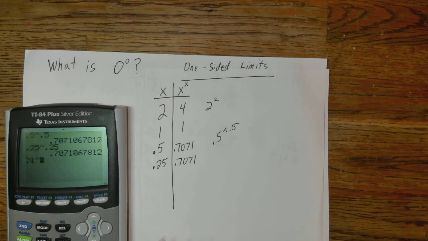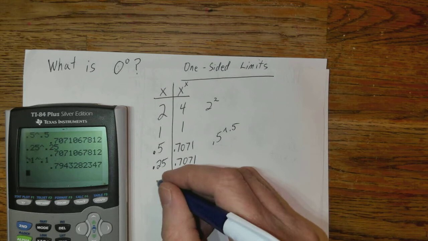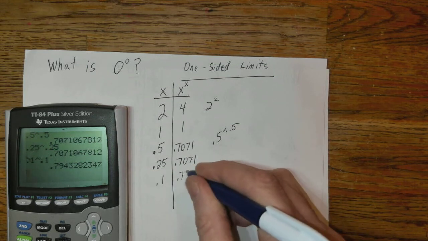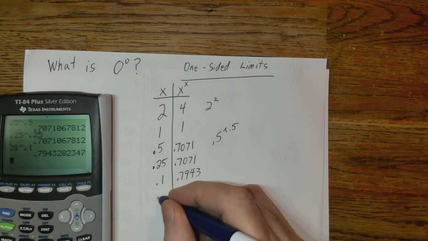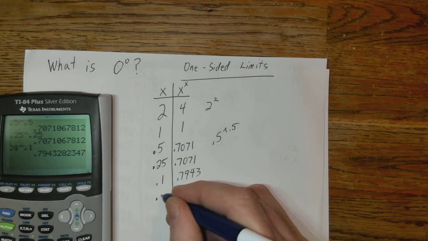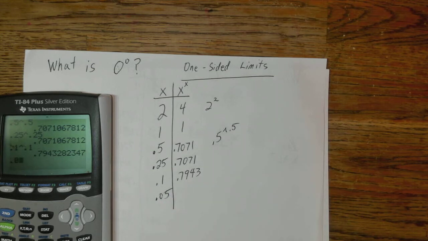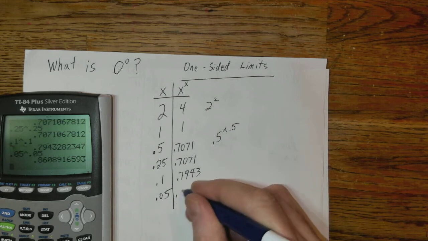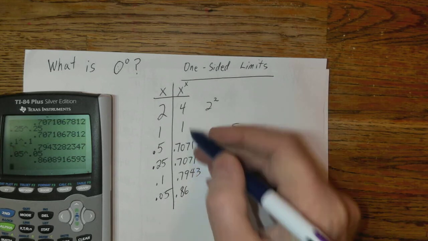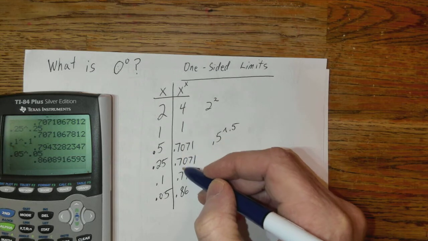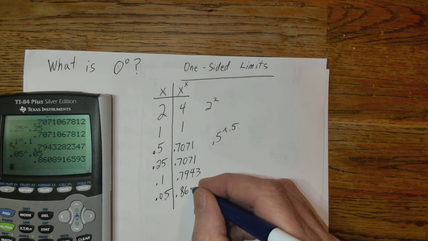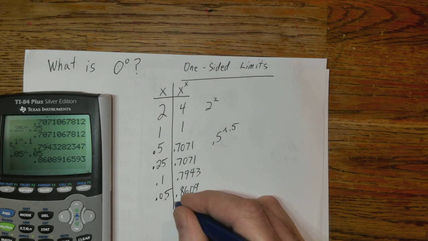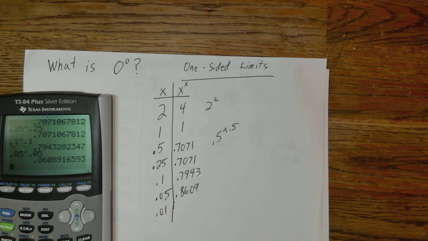Let's look at 0.1 to the power of 0.1. That's 0.7943. How about we go 0.05? Let's go half of that. 0.05 to the power of 0.05. Now I'm looking at 0.86. Notice how it was going down, but now it's starting to go up again as we get smaller on our x's here. 0.8609.